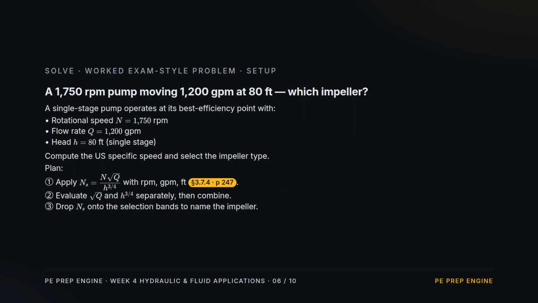Worked problem. A single-stage pump at its best efficiency point, 1,750 RPM, 1,200 GPM, 80 feet of head. Compute the US specific speed and select the impeller. The plan: apply the formula in RPM, GPM, and feet. Evaluate the square root of flow and the head to the 3/4 power separately. Then combine, and drop the result onto the bands.